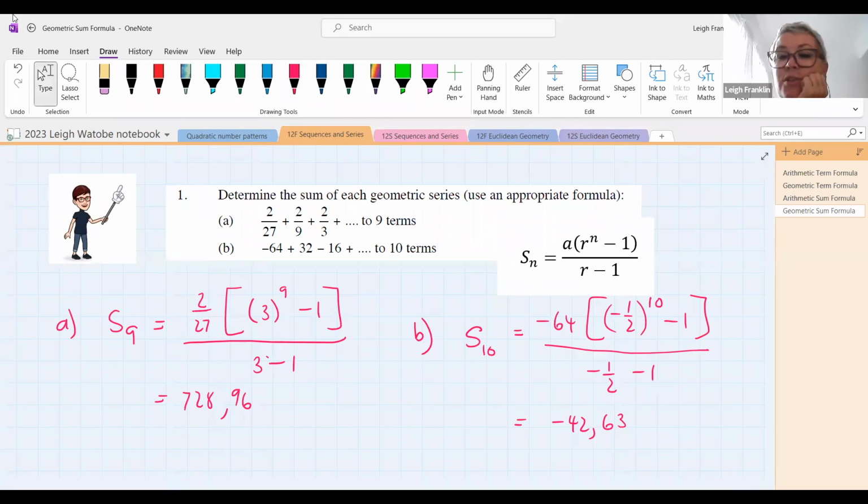Each of those would be out of 2, 1 mark for subbing in and 1 mark for the answer. From what I've seen, most people have managed to do that correctly. So that's looking really, really good. So that's just calculating SN, subbing into the formula, and then working out what the answer is. All right. Good job, everybody. Well done. Yes, Faheen, that's perfect.